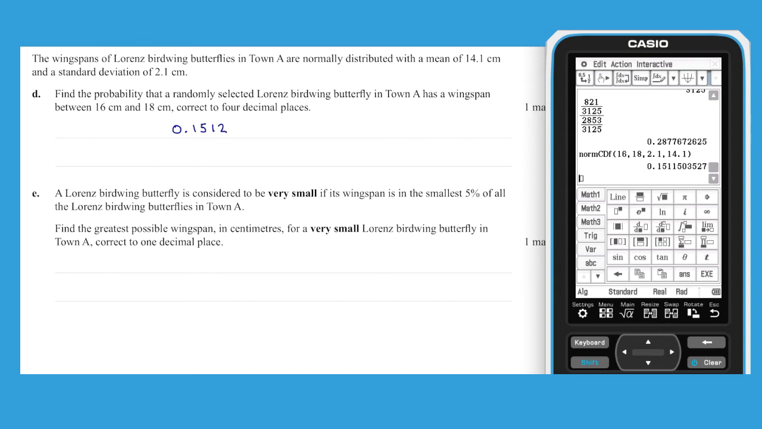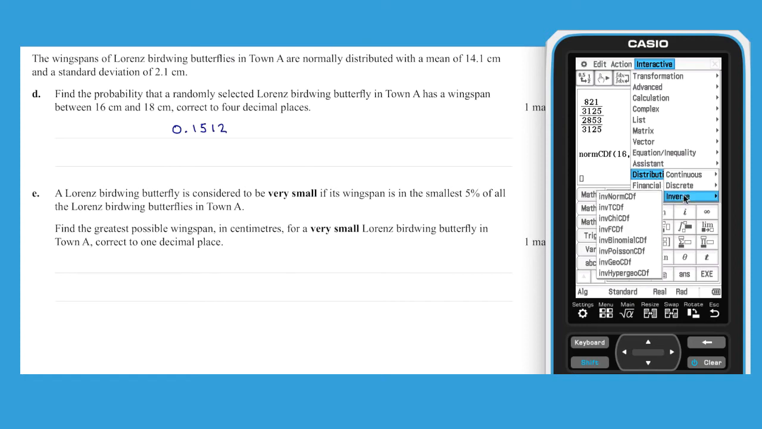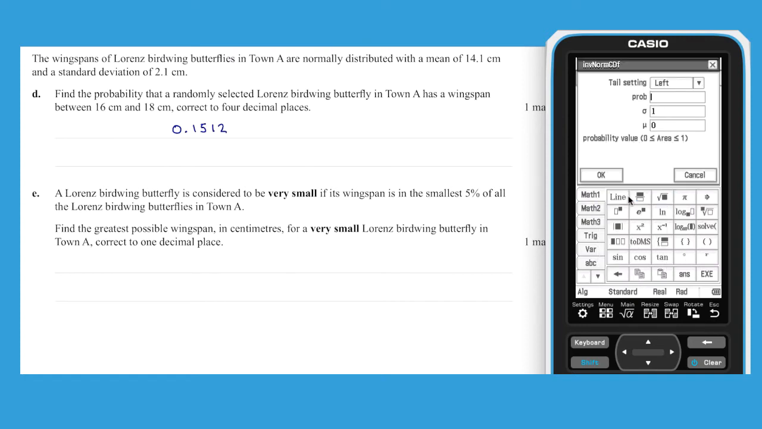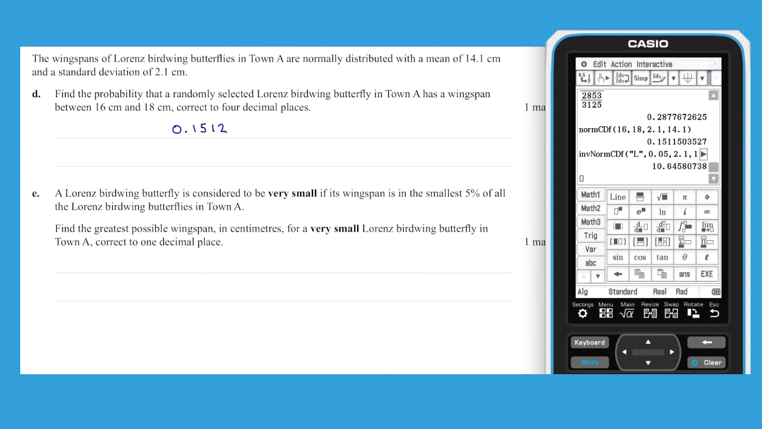Part E. The cutoff for the smallest 5% of butterfly wingspans can be computed using an inverse normal command, which is found under Distribution Inverse in the ClassPad's main menu. Ensuring that we are calculating the cutoff for the left tail of the distribution and entering the 5% probability as well as the population parameters gives a cutoff of 10.6 centimetres, correct to 1 decimal place.